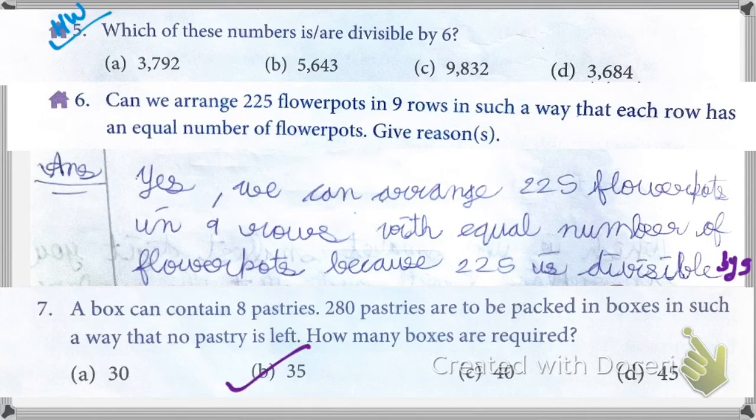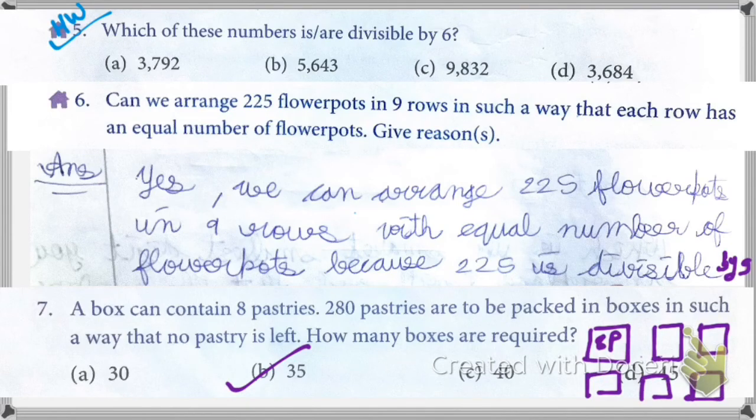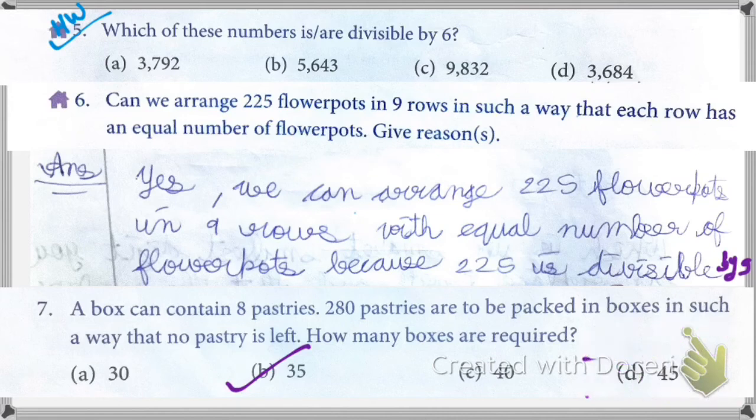Okay, suppose there is one box, and in that box you can hold 8 pastries. It is asking how many boxes are required. 2 boxes required, 3 boxes required, 4, 5, 6. How many boxes are required? So you need to divide 280 by 8. That will give you 35. So 35 boxes are required.